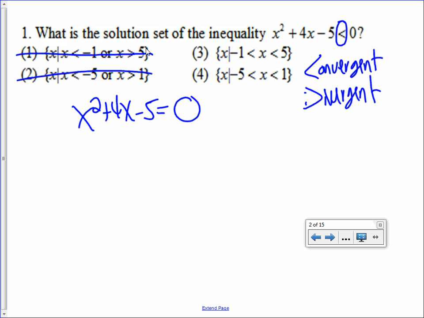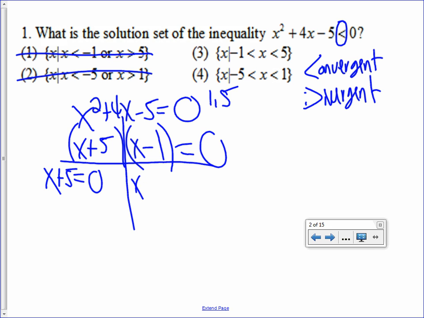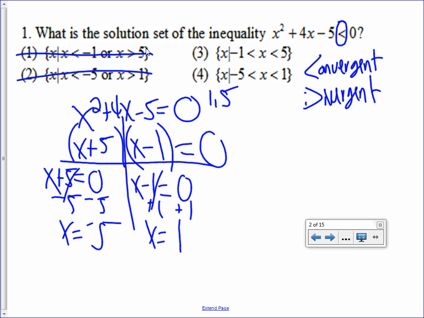It's Mr. X squared. He wants to party. He can party now. He parties with bubbles. X plus, X minus, what multiplies to 5? 1 and 5, so they subtract to 4. Set each factor equal to 0. X equals 1. X equals negative 5. So my values are negative 5 and 1, which means my answer must be choice 4.